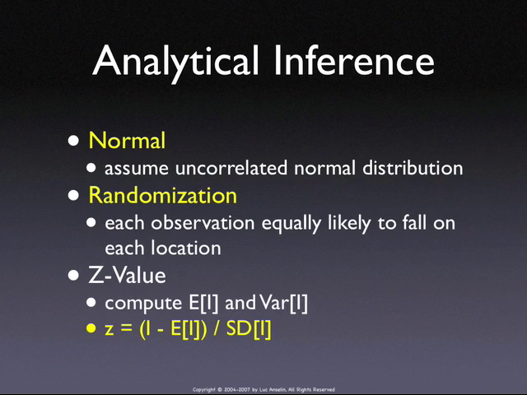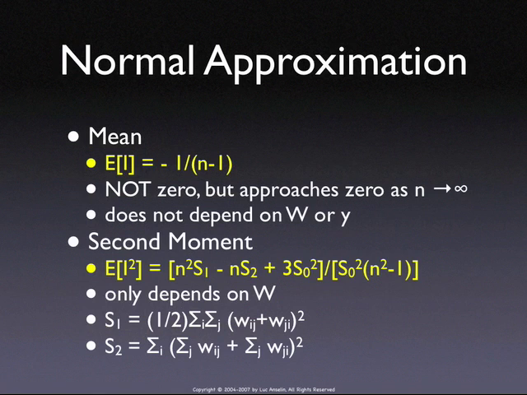So the mechanics are you assume something, either normal, uncorrelated, or equal probability. Then given those characteristics of the random variable, you compute the mean under the null of the Moran statistic, this double sum of w_ij, x_i, z_i times z_j, and you compute what the variance might be. And then with those in hand, you make a z variate, and you plug that in a standard normal table to find out the approximate p-value. I'm going to go through this fairly quickly, just to give you a sense of what's going on here.